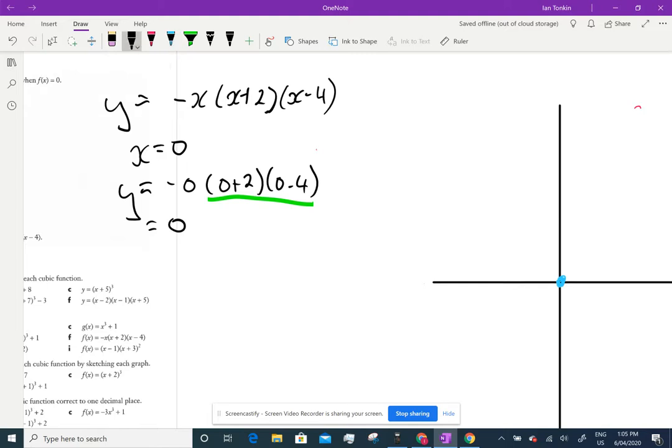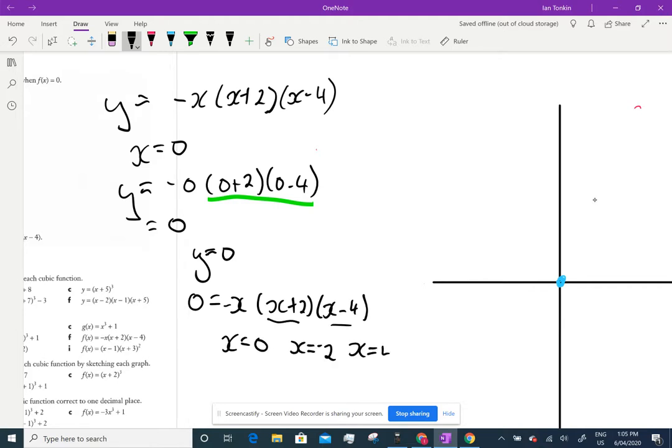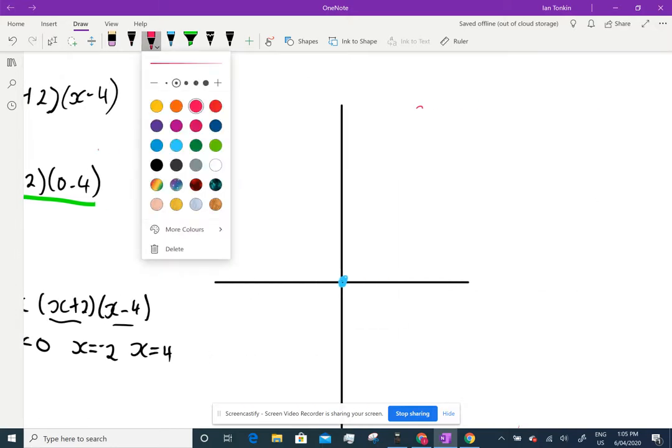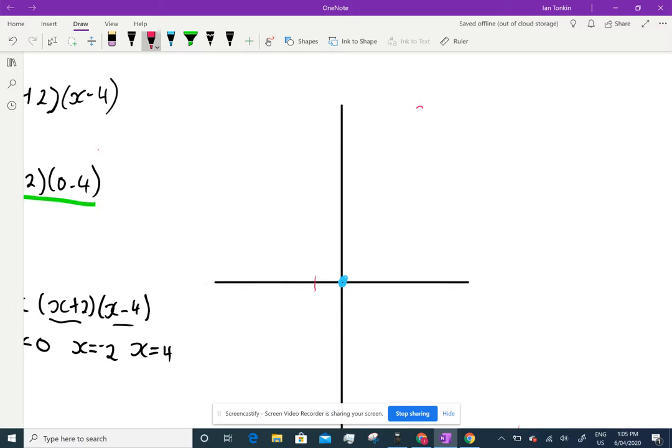Now, when y equals 0, you get 0 equals negative x, x plus 2, x minus 4. Well, when all these three things equal 0, so when x equals 0, which we already know, when that equals 0, which is x equals negative 2, and when that equals 0, x equals 4. So over here, negative 1, negative 2, and 1, 2, 3, 4. It's a negative parabola, and it's going through here and here, and it's not symmetrical.